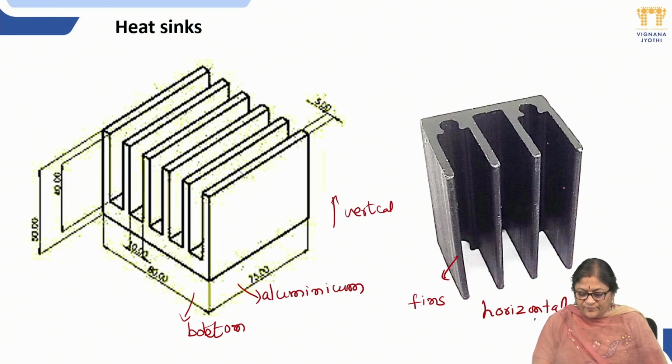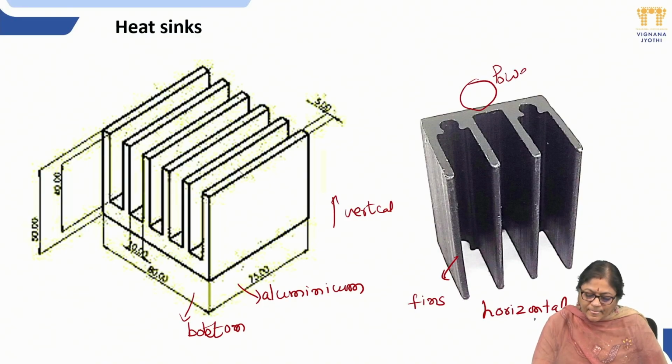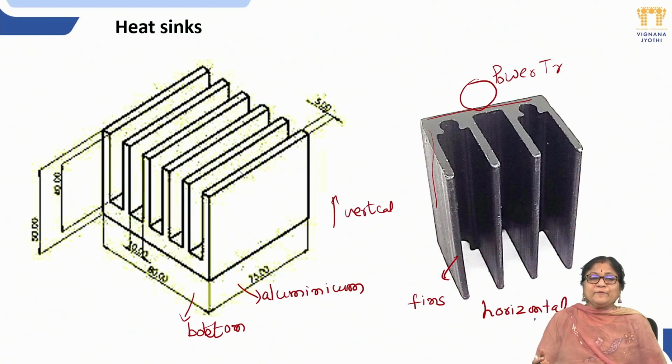Because of this fin kind of construction, on the bottom side of your heat sink the power transistor should be connected. The power transistor collector is connected to this heat sink. The collector area is increased to this complete body of the heat sink. The more the power, the bigger your heat sink should be, because the more the fins, the more the capability of dissipating or radiating the excess heat into the free space.